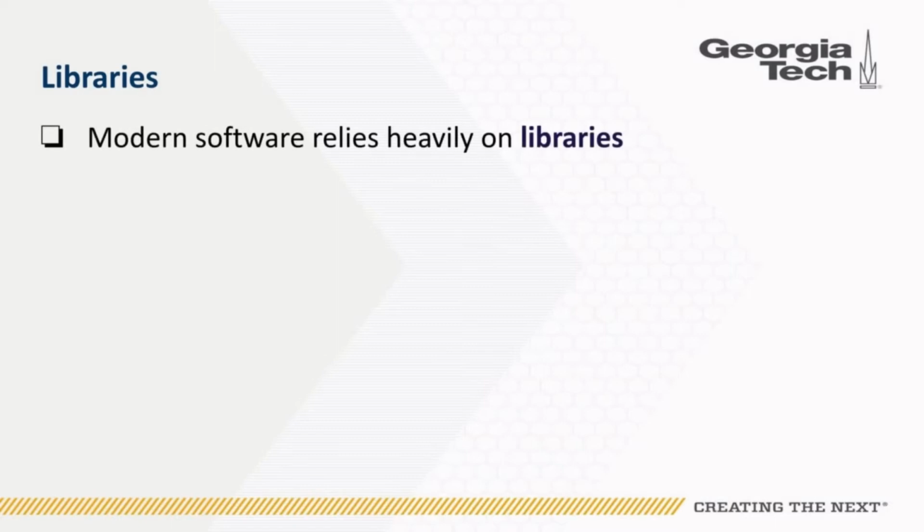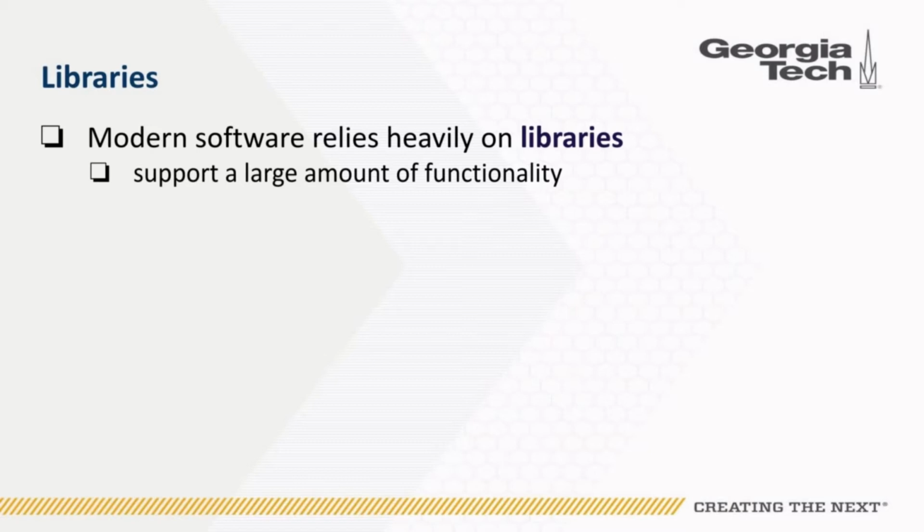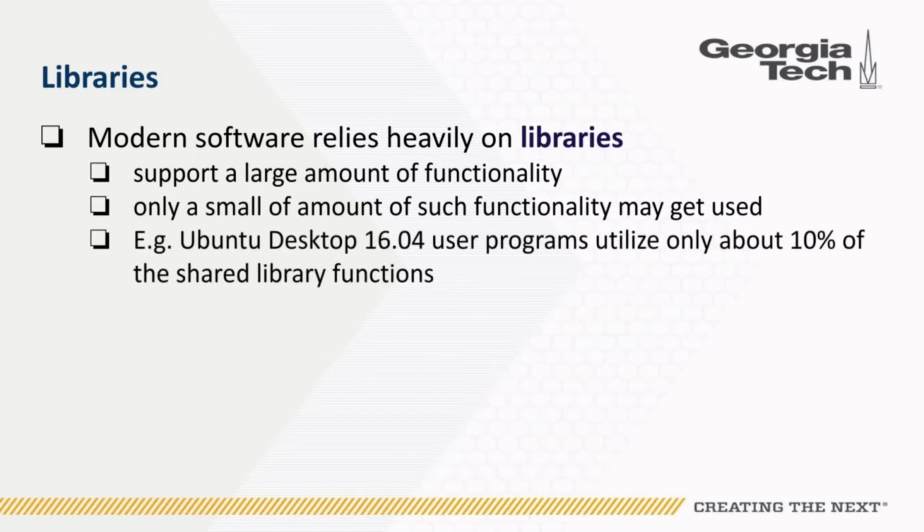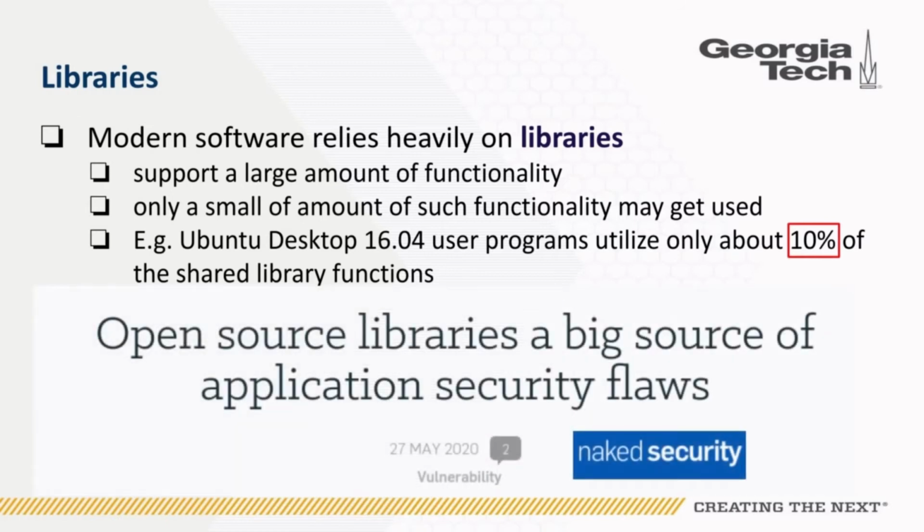Modern software relies heavily on libraries that are often built for supporting a large amount of functionality. In a given application, however, only a small amount of such functionality may get used. For example, user programs in Ubuntu desktop use only 10% of shared library functions. A latest article from Naked Security describes how open source libraries are a major source of application security flaws.